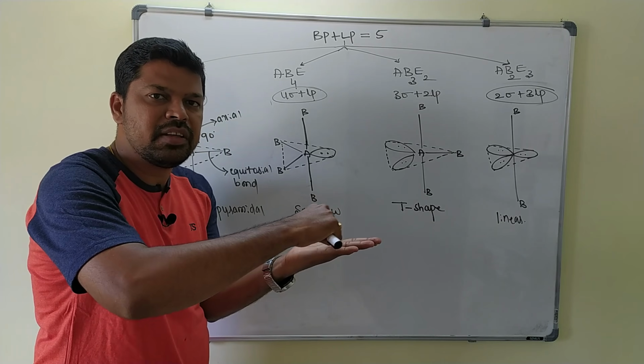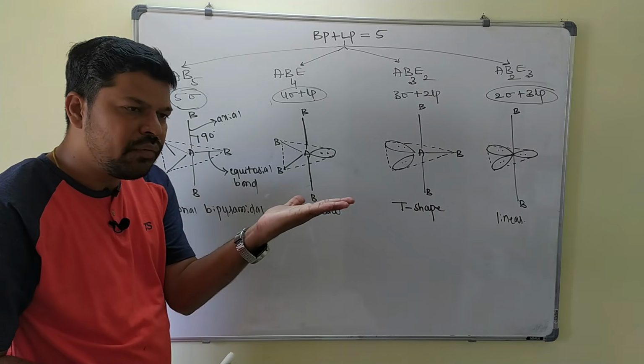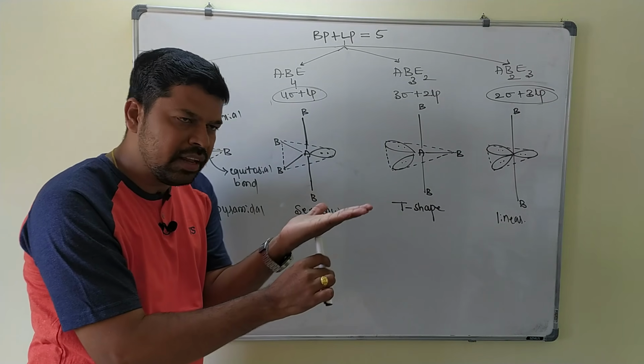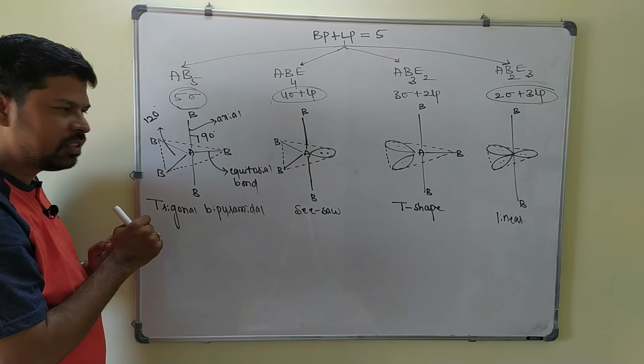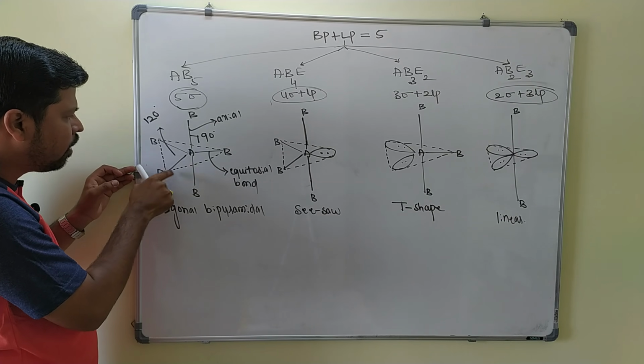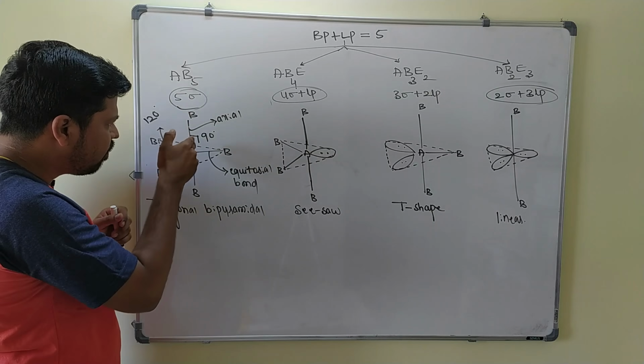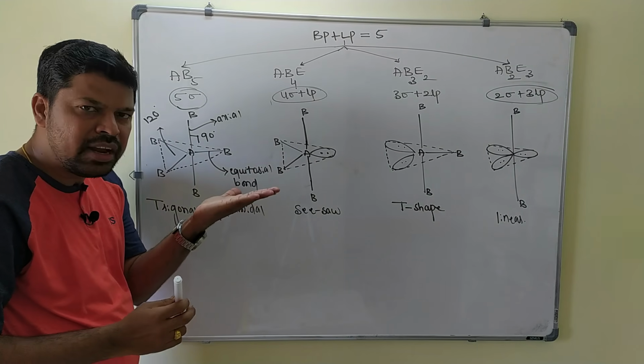Those bonds which are present in the triangular plane, those are called as what? Equatorial bonds. And the bond which is present above and below the plane, those are called as what? Axial bonds here. This is very, very important, and the angle between the two equatorial bonds will be what? 120 degree. And these axial bonds are exactly perpendicular to the triangular plane.